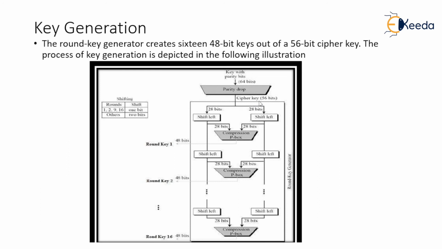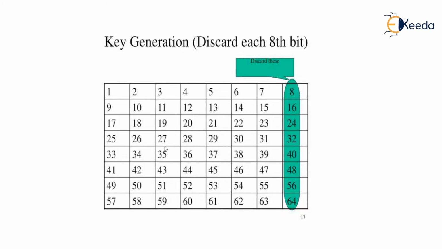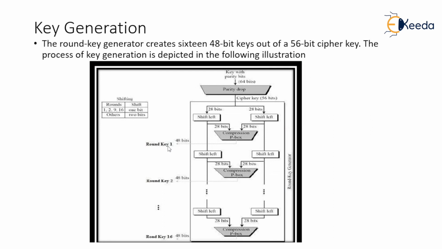The 56 bits are then divided into 2 parts of 28 bits each, and shifts are applied. Then these 28 bits are compressed. That is also a type of P box. When this compression takes place, the 56-bit size is converted into 48 bits. Here you can see the output gives you 48 bits. For every round it gives 48 bits, so for every round a new key is generated.